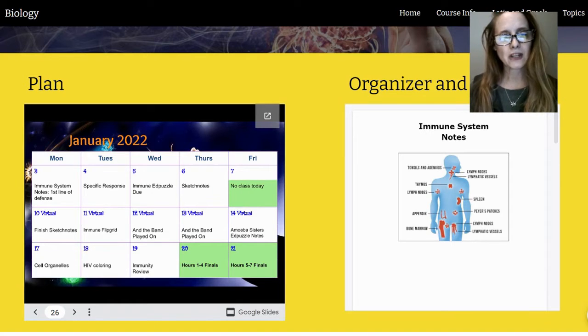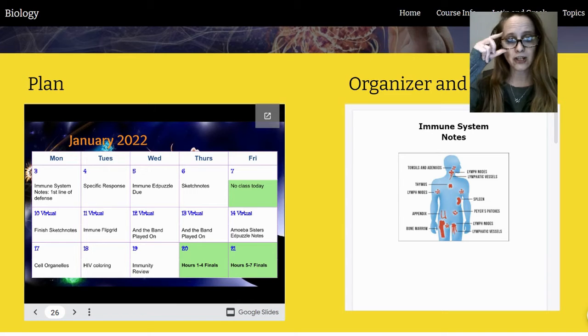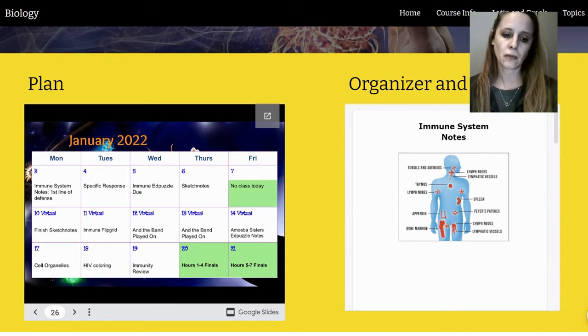And since we've come back in January, we are looking at the immune response, how the immune system functions, and how we protect ourselves from invaders. We are looking at the movie And the Band Played On to study the outbreak in the 1980s.